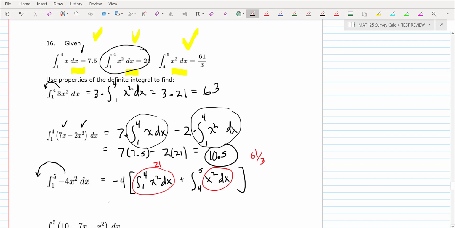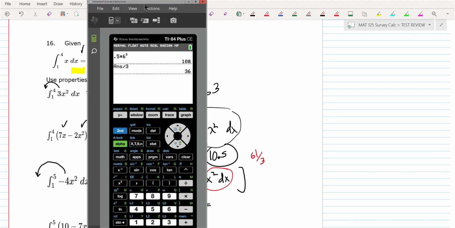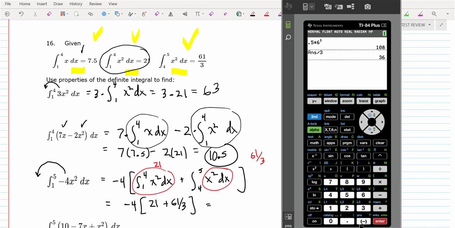So then what you would do is you would just do minus 4. And that 4 minus 4 is times the sum of those. So you have to have a grouping symbol. So you go like this. And see, this one right here you can do on your calculator. I mean, you don't have to show everything. So you can just go -4 parentheses 21 plus 61 over 3. That'll give you a decimal answer.